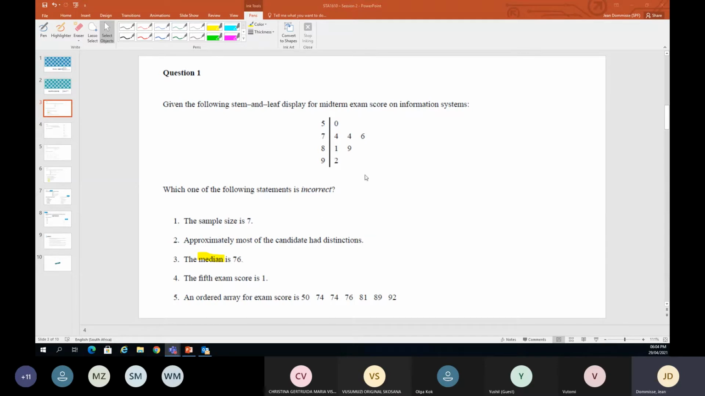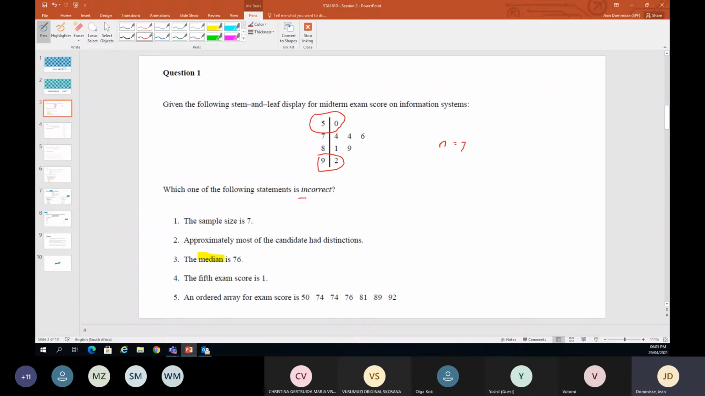Okay, so before we even start looking at the questions, I want us to look at a few things. The minimum value is 50, the maximum value is 92. They don't tell us how big the sample is, so what I normally would do is just count it. So it's 1, 2, 3, 4, 5, 6, 7. So we know that N is 7.